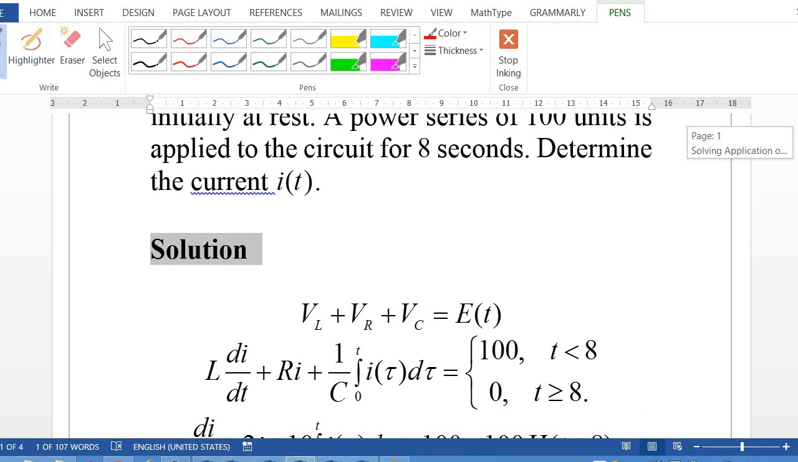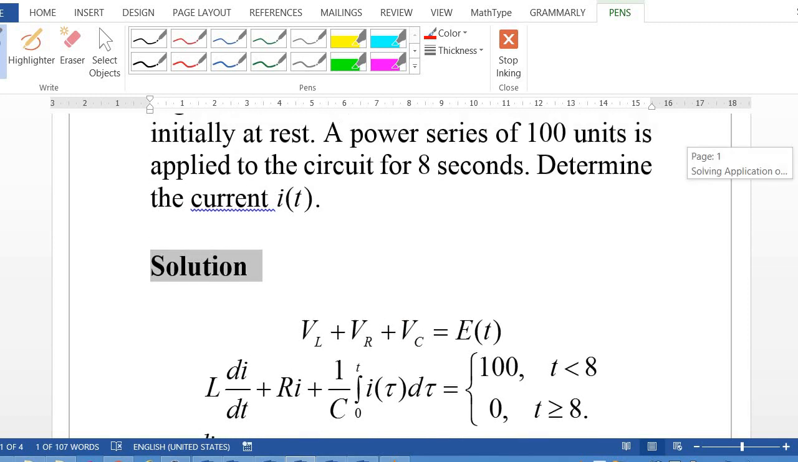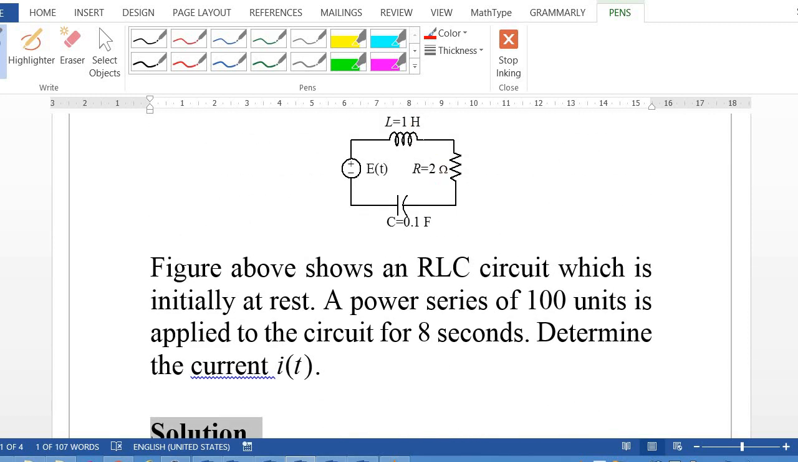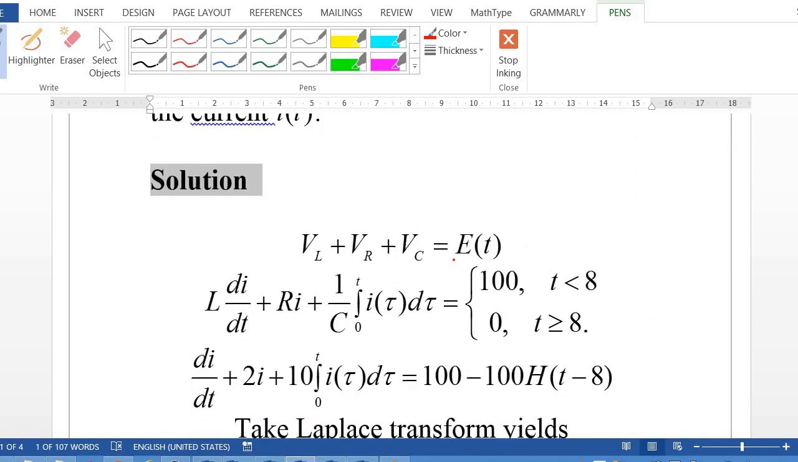Taking Kirchhoff's voltage law, we have VL, the voltage across the inductor, plus VR, the voltage across the resistor, plus the voltage across the capacitor, equal to the supply voltage, here E(t). The voltage across the inductor is L dI/dt, VR is IR, and VC is 1 over C times the integral of I(tau) d tau from 0 to t.